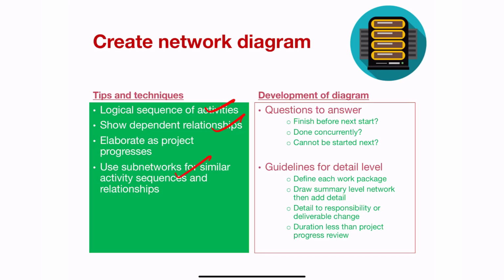And you can also use subnetworks for similar activity sequences and relationships. Your project diagram should answer the following questions: when do certain things start and when do certain things end? They must show that time relationship and what happens next. Each activity should define a work package. They should have a person responsible as well as a duration attached to it.